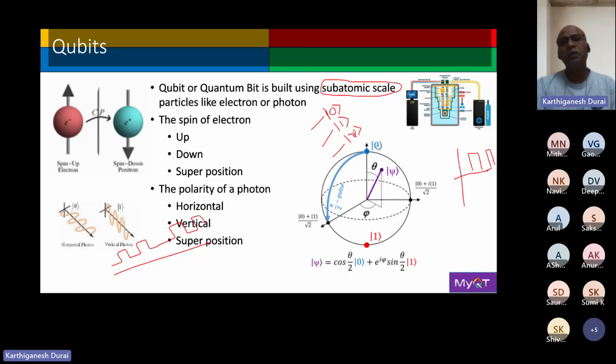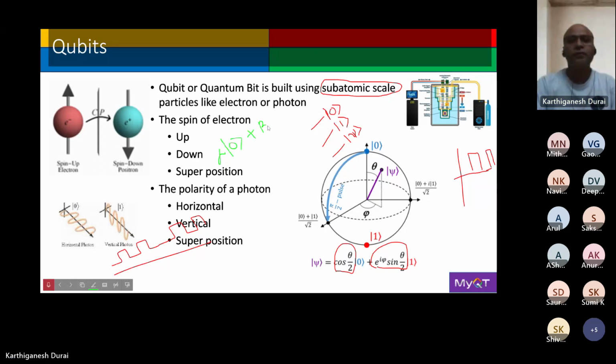Here, this Bloch sphere helps you to represent the value of the spin of an electron or polarity of a photon with the qubit. And the qubit value is usually cos theta by 2 0-ket plus e to the i phi sin theta by 2 1-ket. In other terms, it is also written as, let me write it like this: alpha 0-ket plus beta 1-ket, which means the superposition has alpha probability of 0-ket, beta probability of 1-ket.